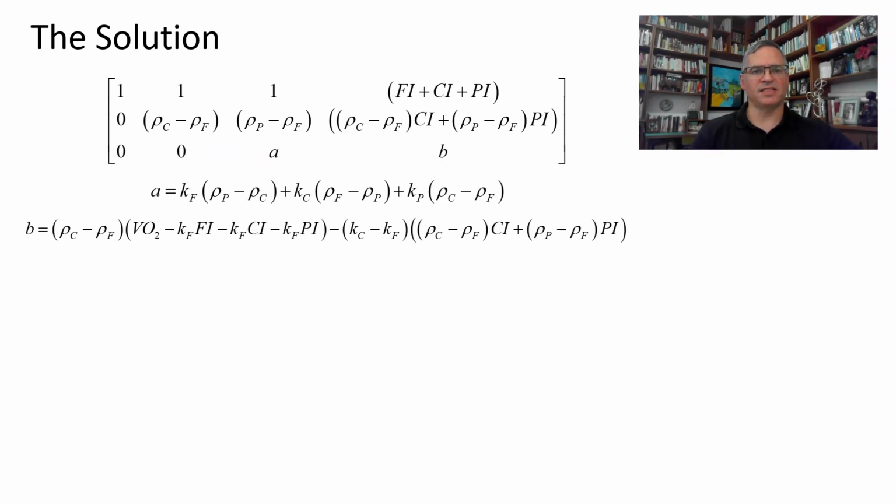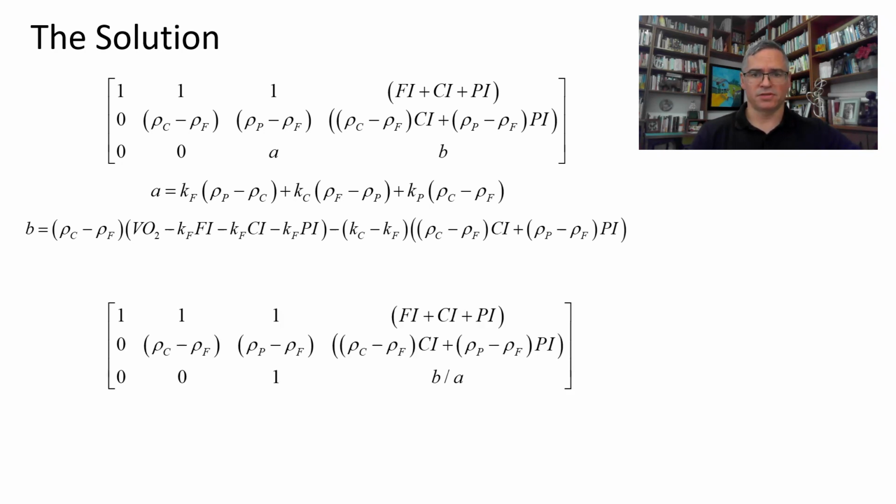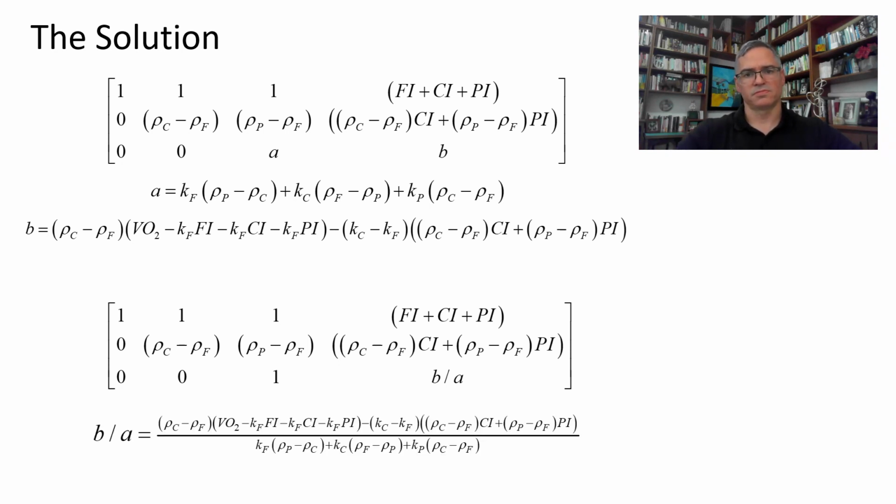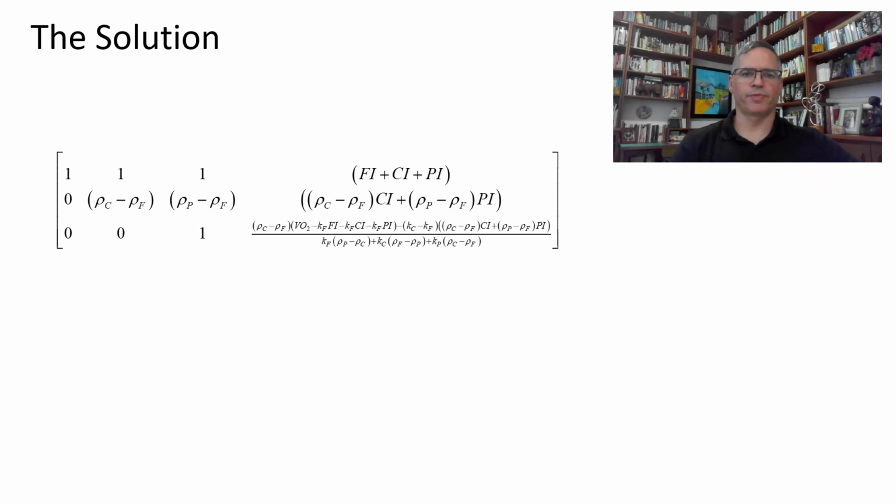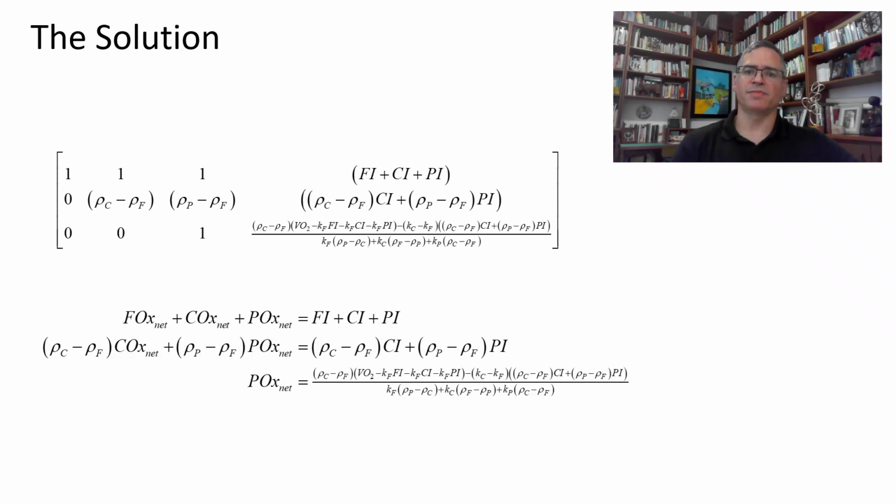The matrix has now zeros below the main diagonal, and for convenience, I want to multiply the third row by the reciprocal of A, which gives the following matrix. Here, B over A equals the next expression. At this point in the solution process, I want to replace the matrix notation by the system notation, which produces the following system that can be solved by the procedure known as back substitution. But to make such process less cumbersome, I want to first simplify the expression for the net protein oxidation.